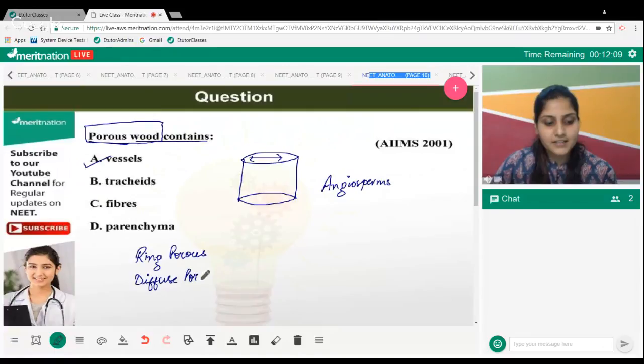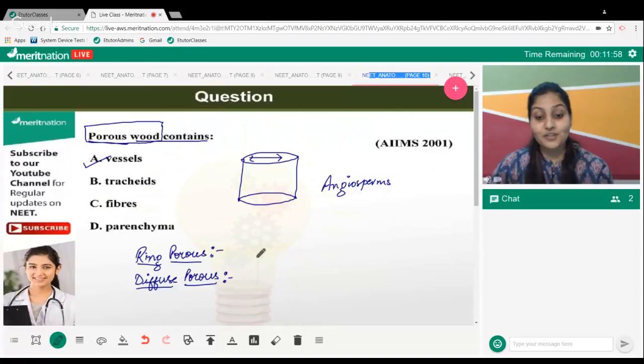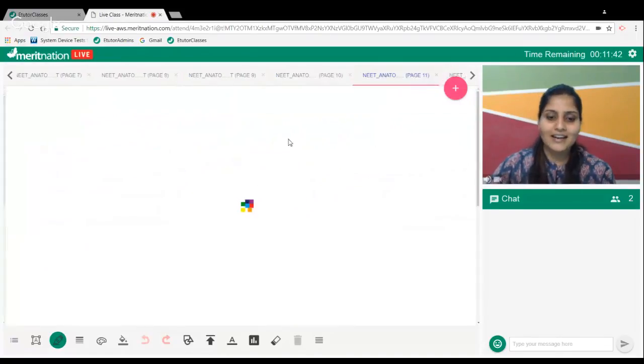And this remains your homework. Ring porous and diffuse porous, I have given you two terms. After this session, you will have to find out what exactly is ring porous and what exactly is diffuse porous. Write it down somewhere. You will have to look up the ring porous and the diffuse porous. Interesting definitions you'll come across, I'm sure. And the vessel is the characteristic of angiosperms, right? We do have certain exceptions as well. I'll let you know about that.